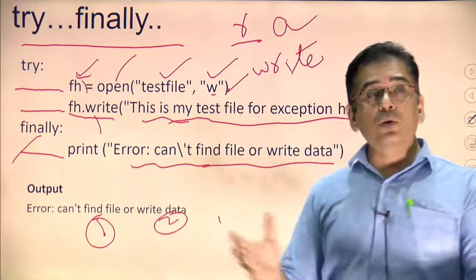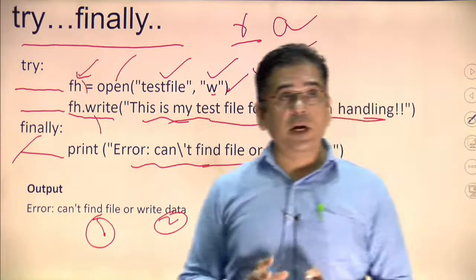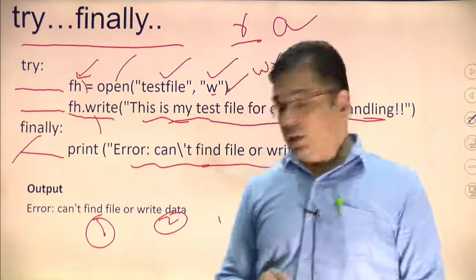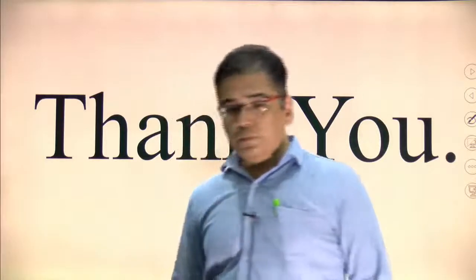It is also used very rarely. The most popular way of handling exceptions in Python is try, except and else. So these are the three kinds of exception handling mechanism.